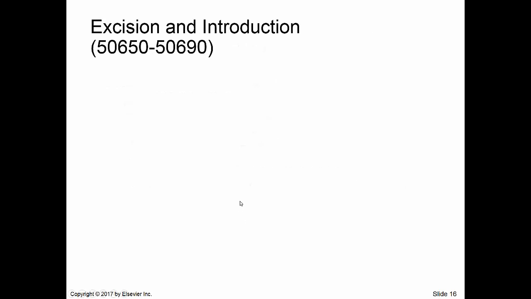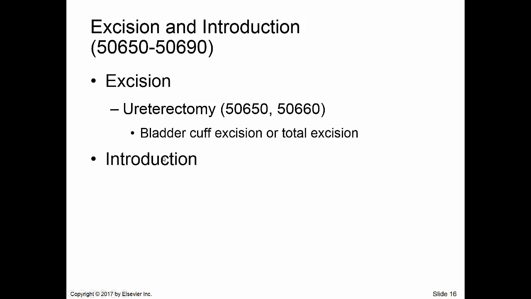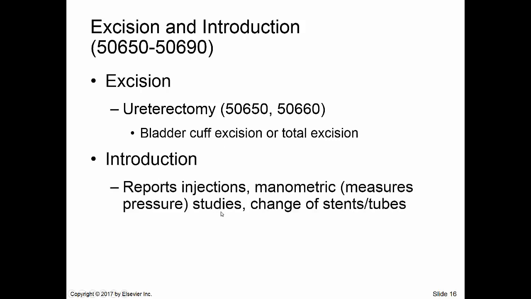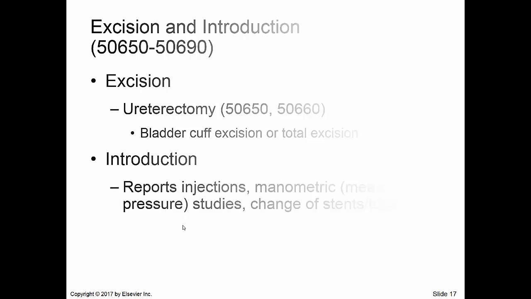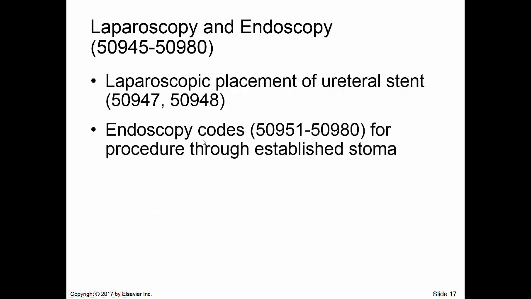Then we have excision and introduction codes. An example of an excision is the bladder cuff excision or a total excision, depending on how much you're removing. Introduction reports injections, manometric pressure studies, and change of stents or tubes, which would be codes listed under the introduction codes. Laparoscopic placement of the ureteral stent, and endoscopy codes for procedures through the established stoma.